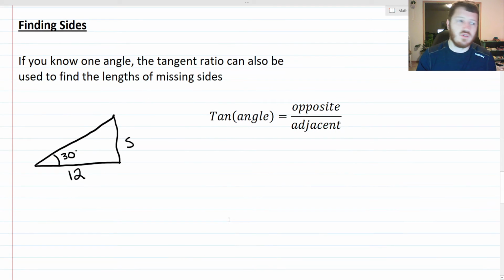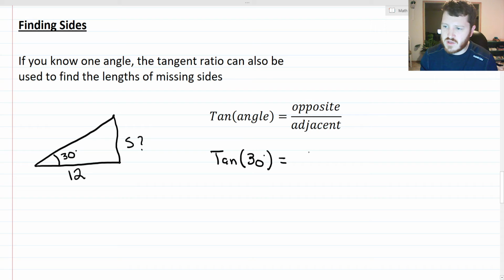The last thing we can do, this is the second lesson, is we can find the length of sides of these triangles. If we know that one angle, we can find what the ratio should be, and then we can find the lengths of some sides. So for example, in this one, we would like to know how tall is this side? And we know that it's a 30-degree triangle and that the base is 12. So we're going to fill in the same thing, except now we don't put in the word angle because we know it. And the opposite over the adjacent, opposite is S and adjacent is 12.